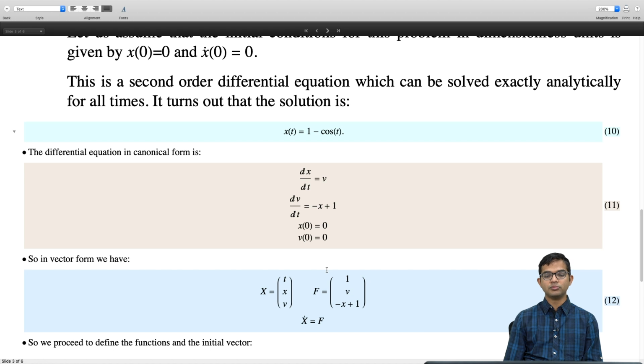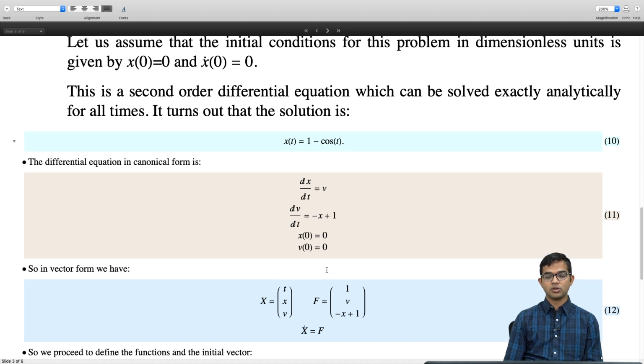So in vector form we have this vector which also brings in time, then x and v. X is equal to this vector, and the rate of change of x, the vector f, is given by 1. It's always going to be the first row of this vector f is always 1 because t dot is just 1, and then x dot is v by definition, and then v dot is equal to minus x plus 1. So this is the problem we are looking to solve, right?